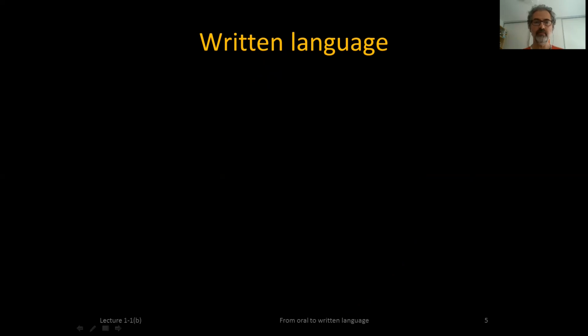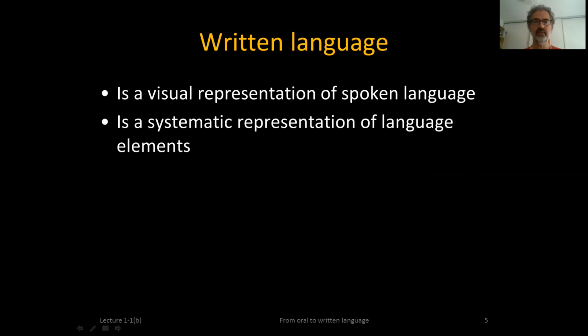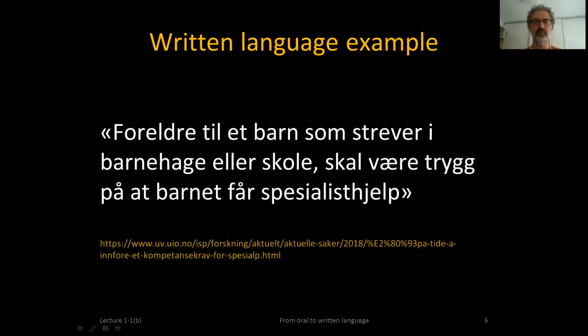So written language must be thought of as a way to visually represent spoken language. And indeed, it is a systematic representation of language elements. So some pieces of spoken language are systematically represented visually. Which pieces are that? There are different answers for different languages, actually for different orthographic systems, but let us look at one example from Norwegian.